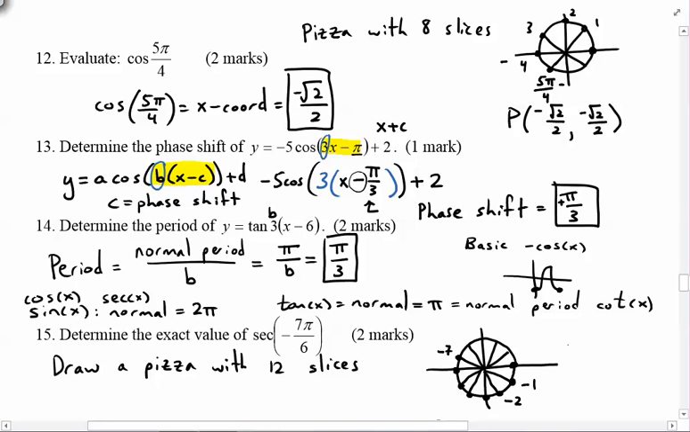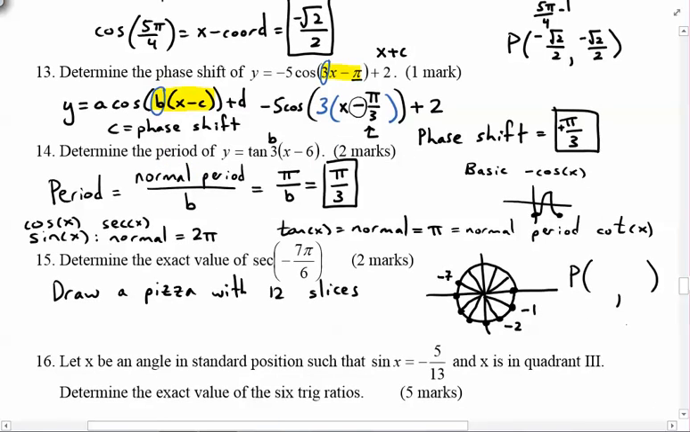So now I've got to figure out what point that is on the unit circle. So if I draw a triangle there, then the short side of that triangle is the y-coordinate. So that's 1/2. The long side of the triangle is the x-coordinate. And because it's on the left side, I know that's going to be negative. So it's -√3 over 2.